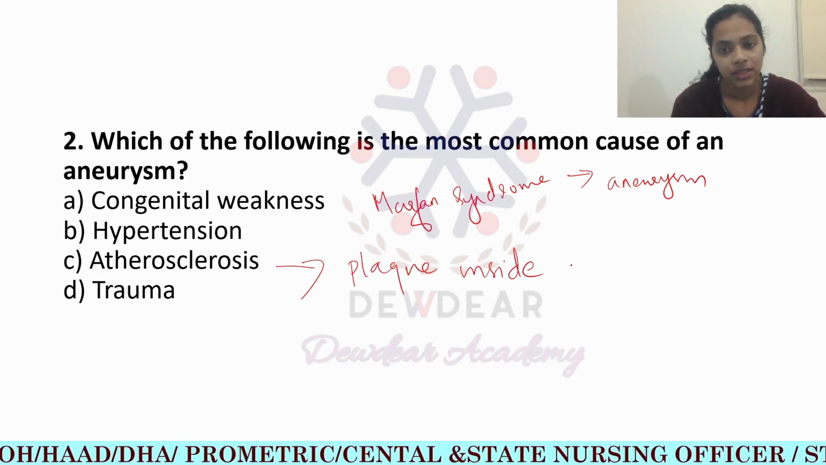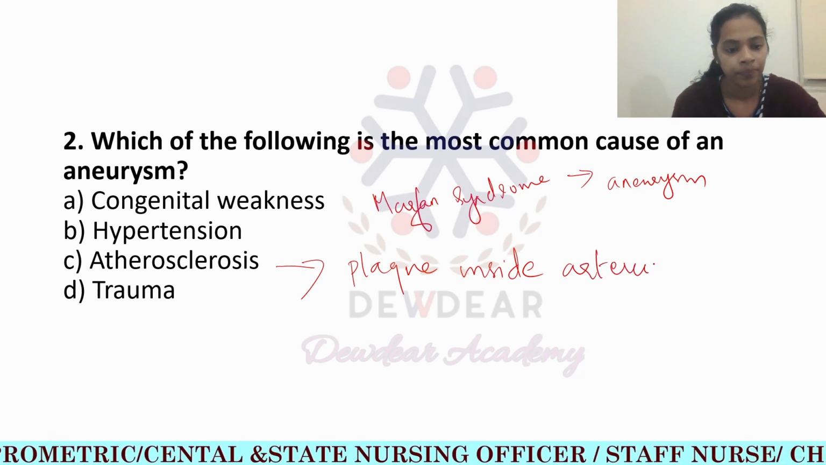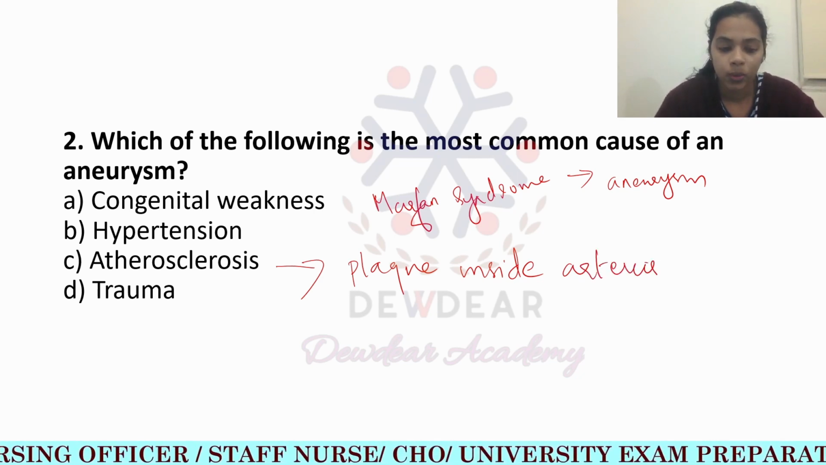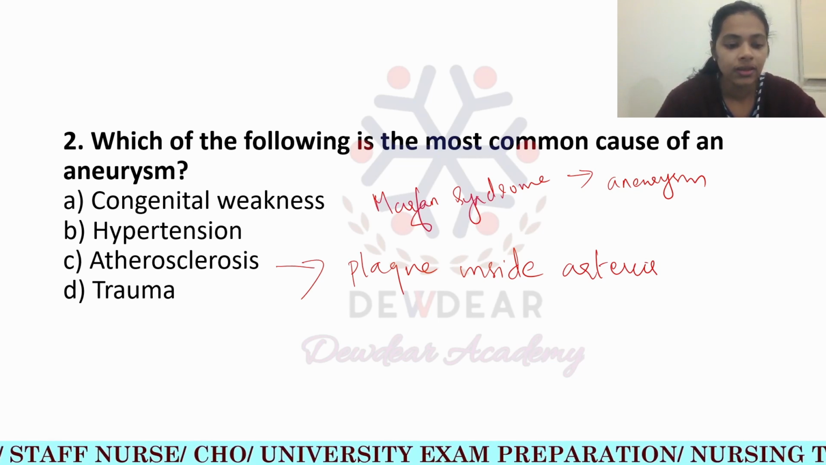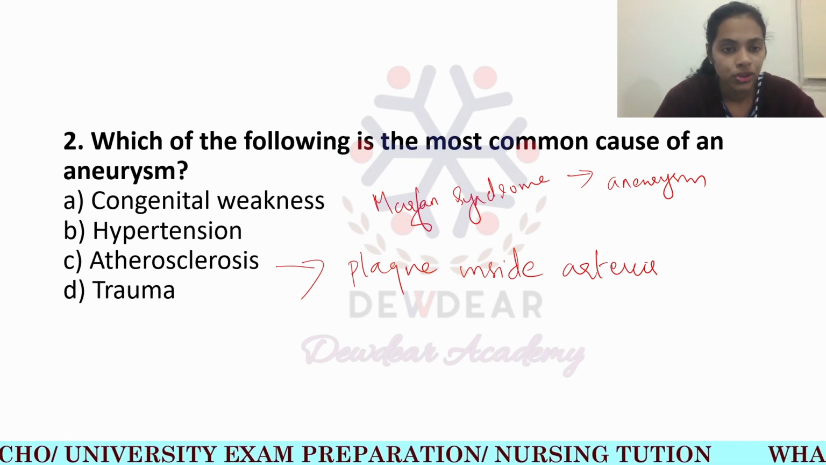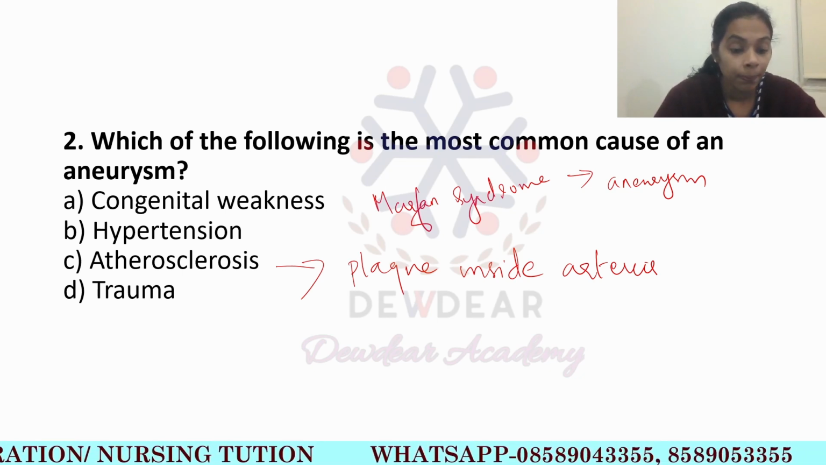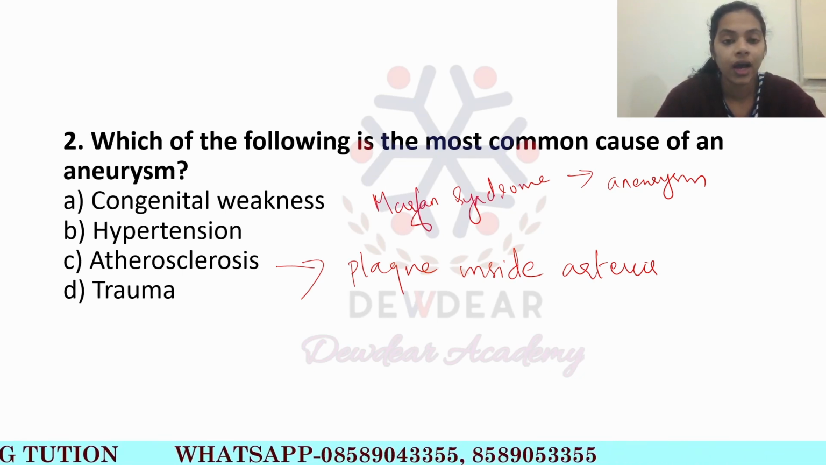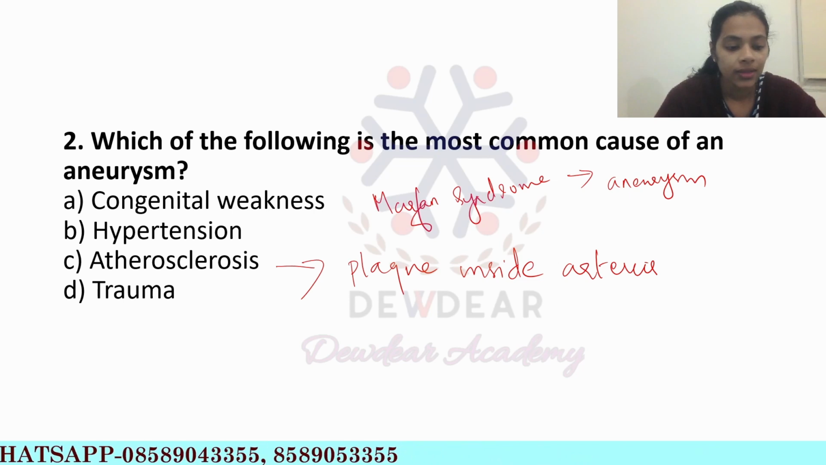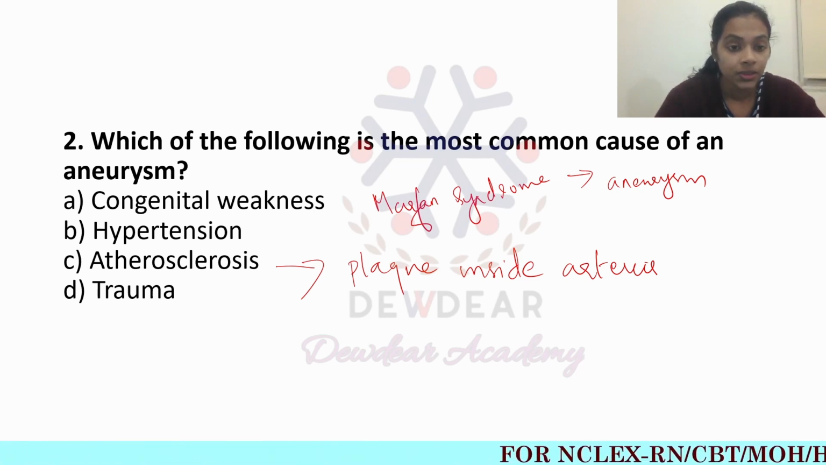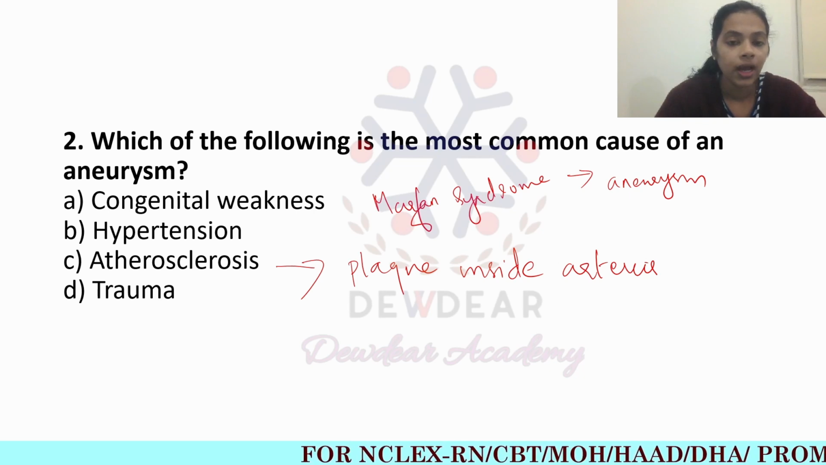Plaque formation is there inside the arteries. And what happens is the arterial walls get weakened over time. This weakening makes the artery prone to dilatation, and aneurysm formation occurs mainly in the large arteries like the aorta. So atherosclerosis is the most common cause of aneurysm, especially in the case of abdominal aortic aneurysms.